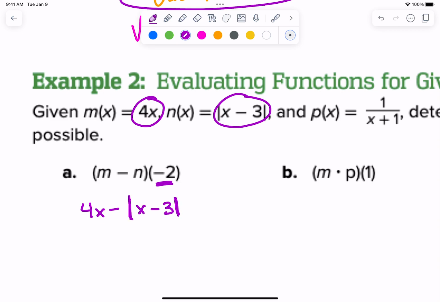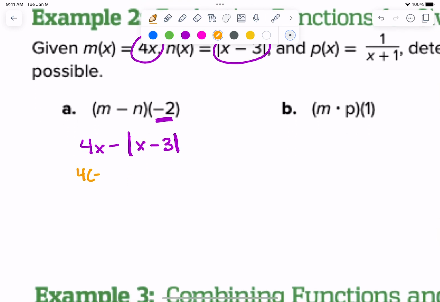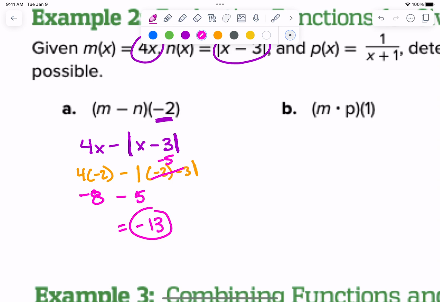Okay, can I do anything to simplify? No, so we're just going to plug negative 2 in. 4 times negative 2 minus negative 2 minus 3. This guy becomes -8 minus, this is -5 in here. What's the absolute value of -5? +5, but then the minus is still there from the front, right? So that is -13. Got it?